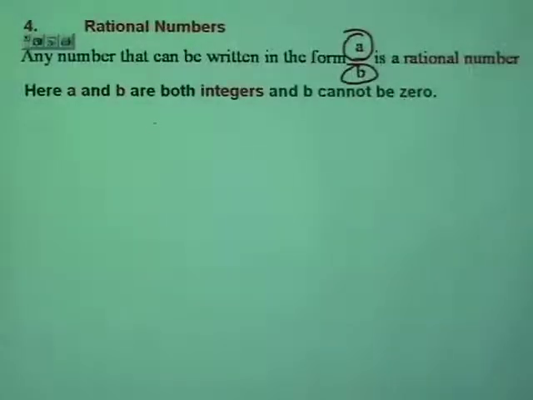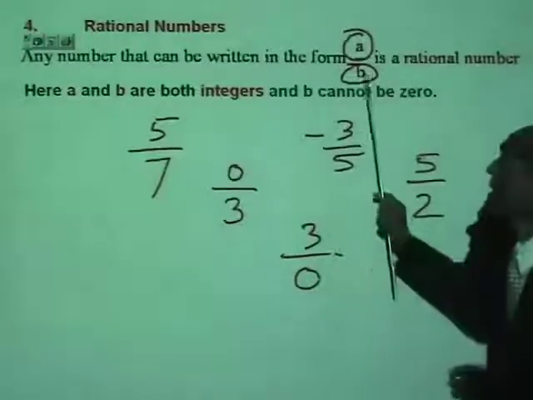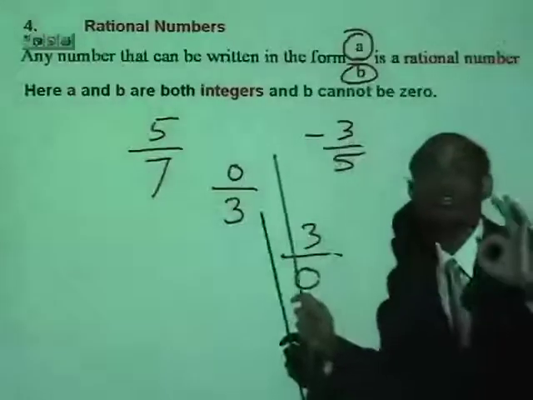Look at this. Therefore, 5 over 7 is a rational number. Negative 3 over 5 is a rational number. Right? 0 over 3 is a rational number. Well, 5 over 2 is a rational number. But watch this. 3 over 0 is not a rational number. Well, in here, B cannot be 0.